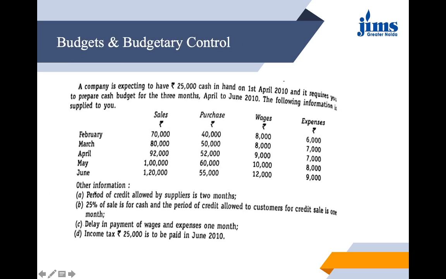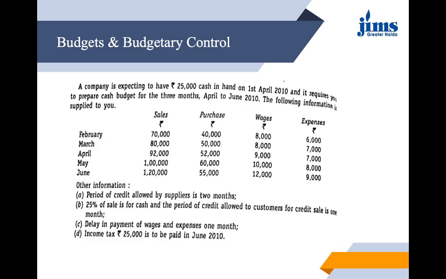Now let us have a look at a numerical on the same. Here, the company is expecting to have 25,000 in cash in hand as on 1st of April 2010, and it requires you to prepare a cash budget for 3 months from April to June. We are given information from February, March, April, May and June, because we may be using certain information from the prior months and the upcoming months. Let us see the other information given to us to understand the question.